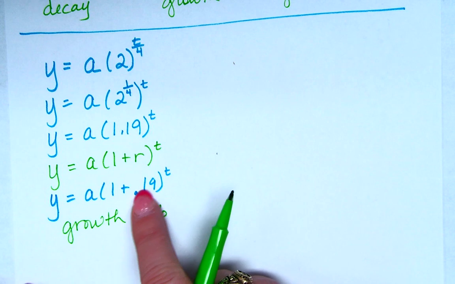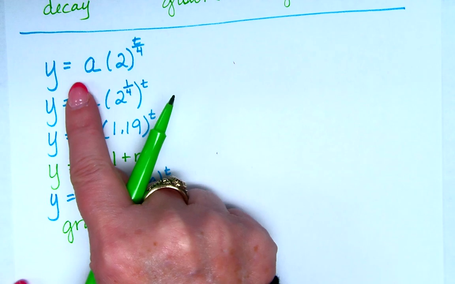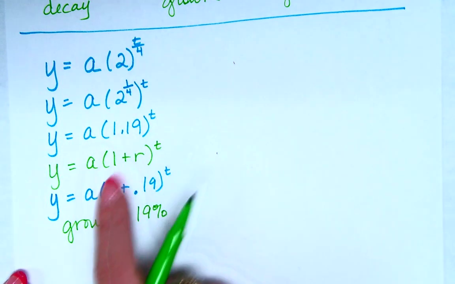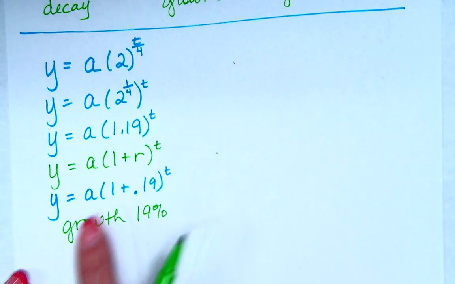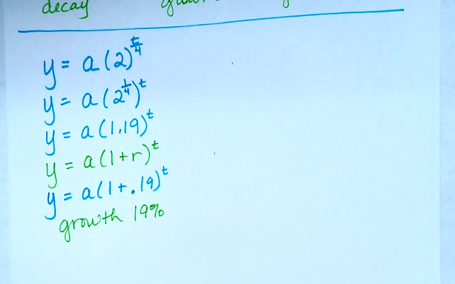We took 0.19 and multiplied it by 100 and got 19. So we started with this problem. These are the steps we did. I got down here, I looked at it, I know it's growth, and I know it's growing by 19%. Does that make sense?